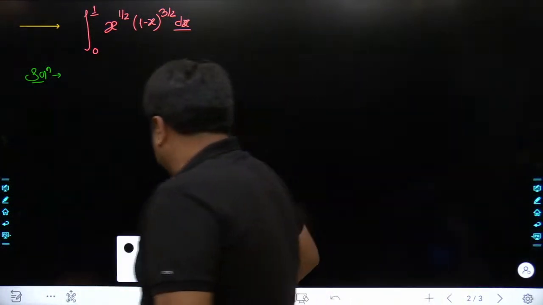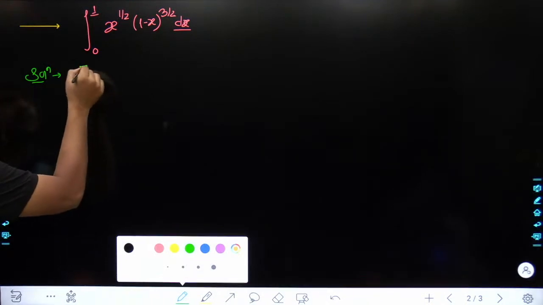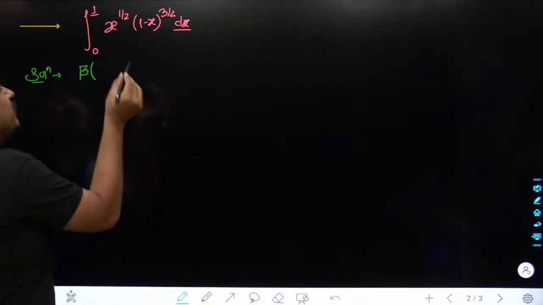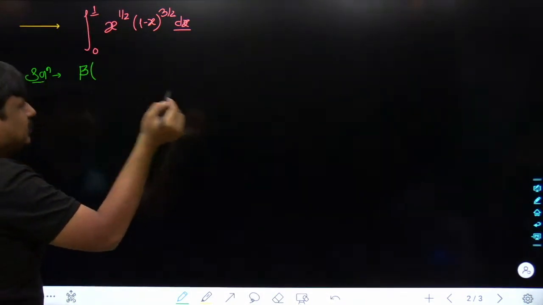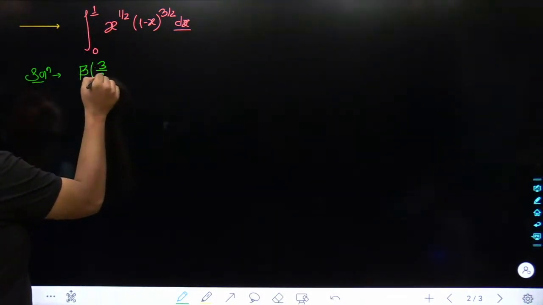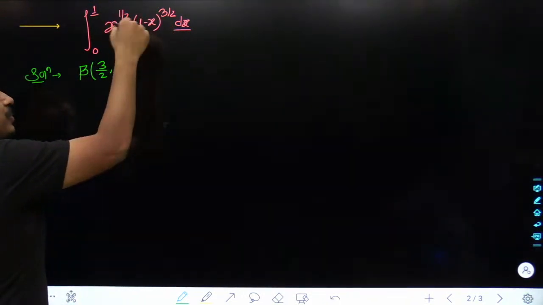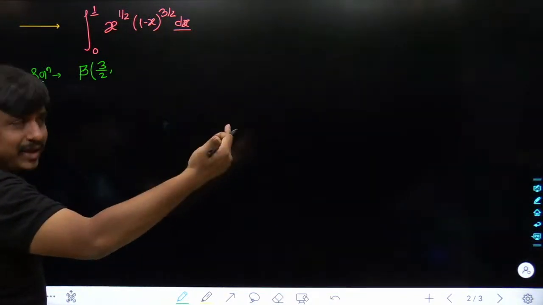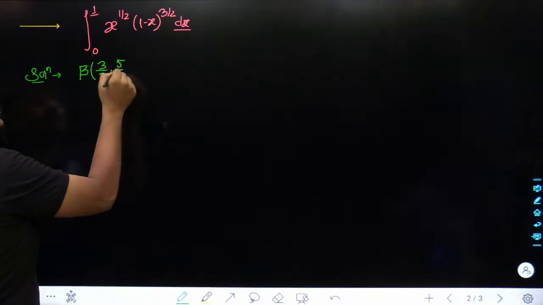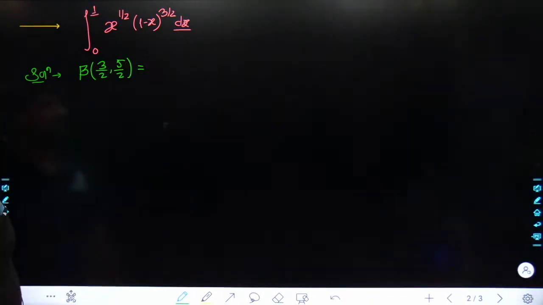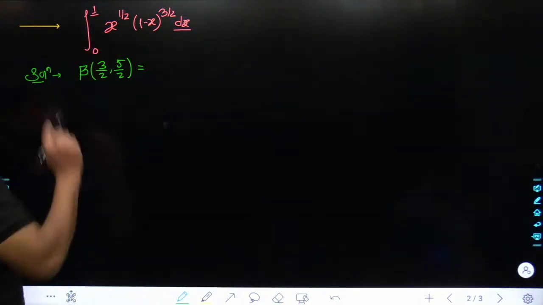See, what would be the methodology to solve this problem? Just write beta in the form of m and n. What would be the value of m? m minus 1 is half, so obviously half plus 1, that would be the value of m, which is 3 by 2. Agreed. Similarly, 3 by 2 has been compared with n minus 1. 1 would get transferred towards the right hand side. 3 by 2 plus 1 would become 5 by 2. That means the value of beta of 3 by 2 comma 5 by 2 would be the value of this integration.